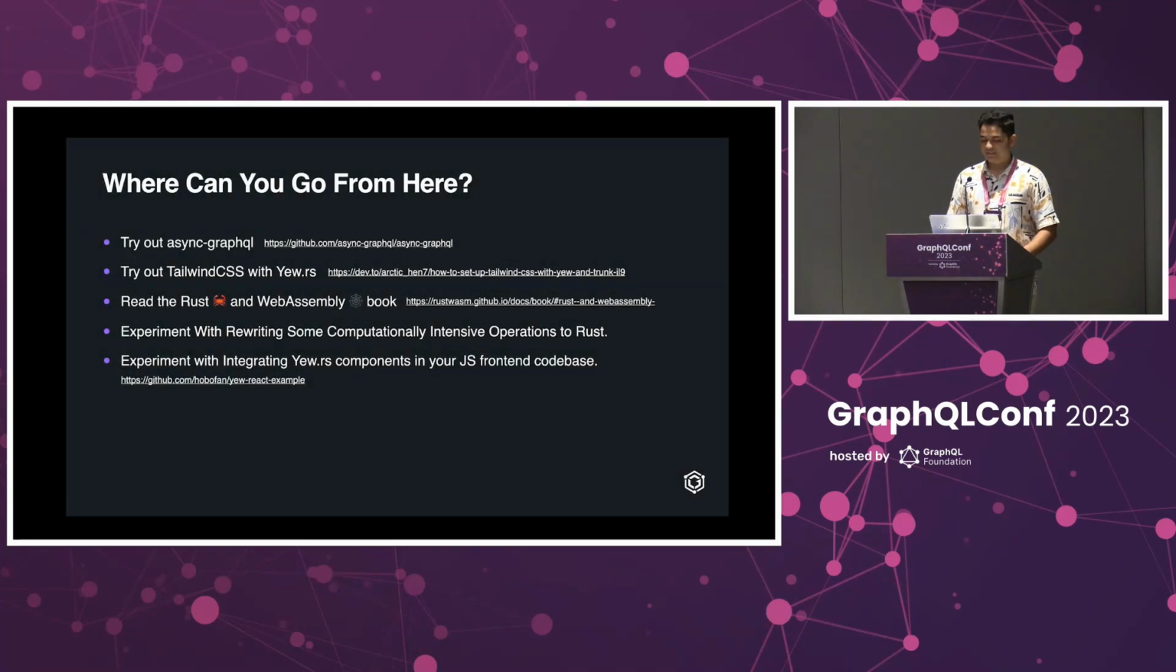One also interesting thing is that you can use Tailwind CSS with Yew.rs. For people who are a fan of Tailwind CSS, someone has already written a blog on how to integrate Trunk, which is the development server, with Tailwind CSS. I would also highly encourage you to read the Rust and WebAssembly book. It's pretty good. And you can also experiment with rewriting some computationally intensive operations to Rust.